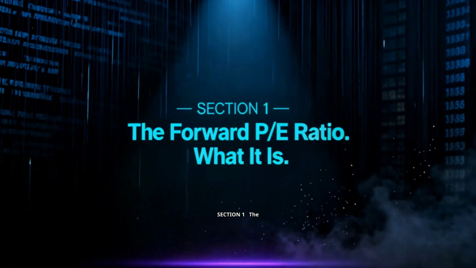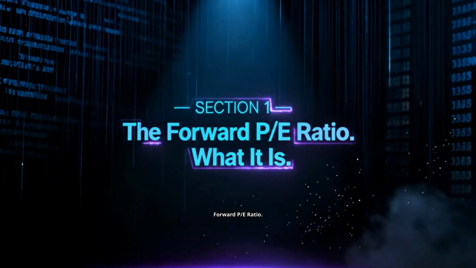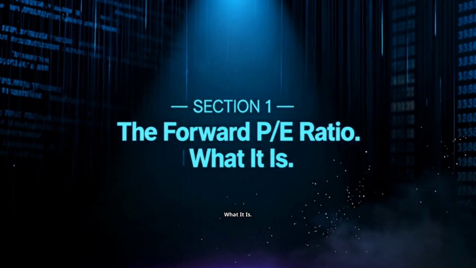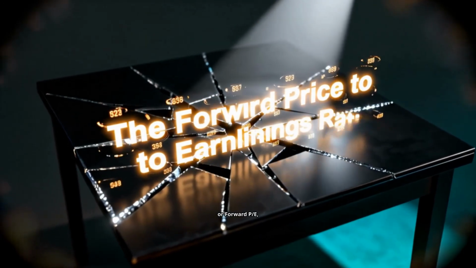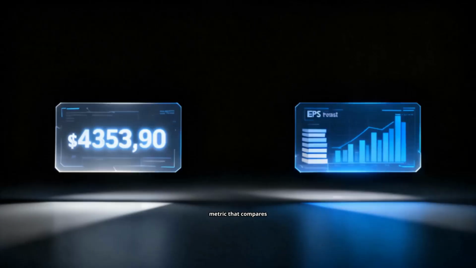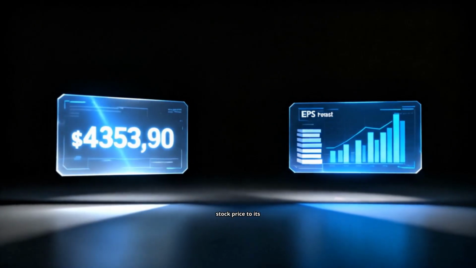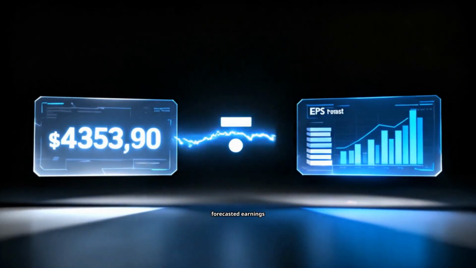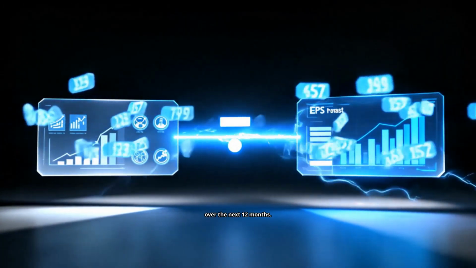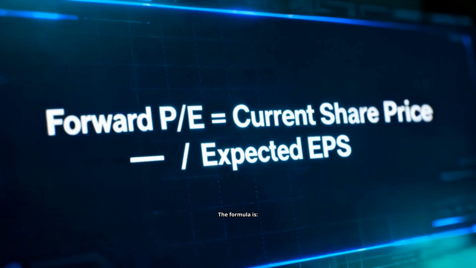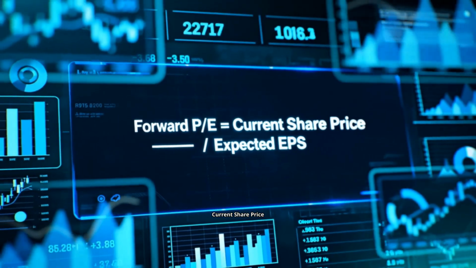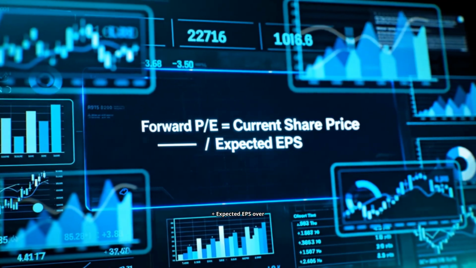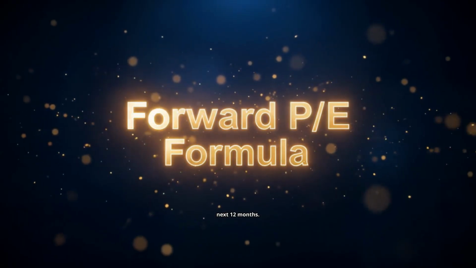Let's get into it. Section 1. The forward PE ratio. What it is. The forward price-to-earnings ratio, or forward PE, is a valuation metric that compares a company's current stock price to its forecasted earnings over the next 12 months. It's the forward-looking version of the traditional PE ratio. The formula is: forward PE equals current share price divided by expected EPS over the next 12 months.